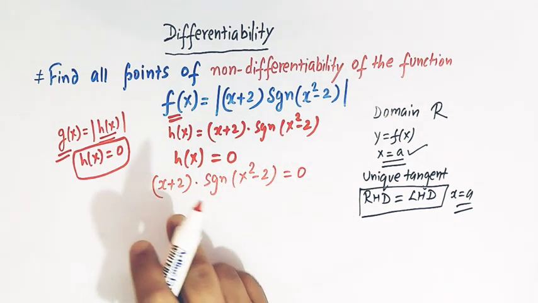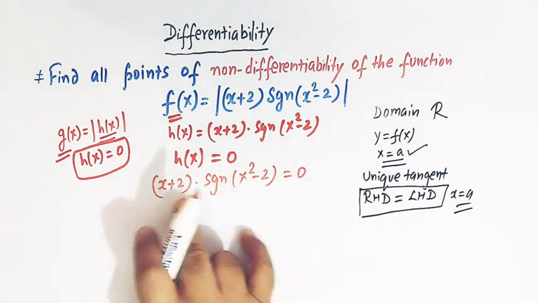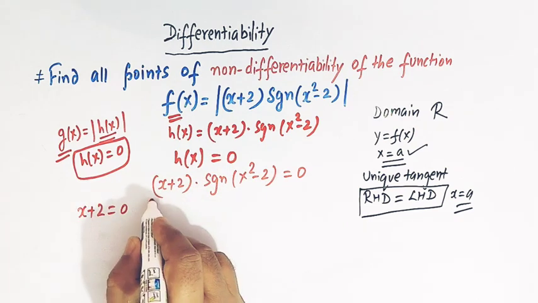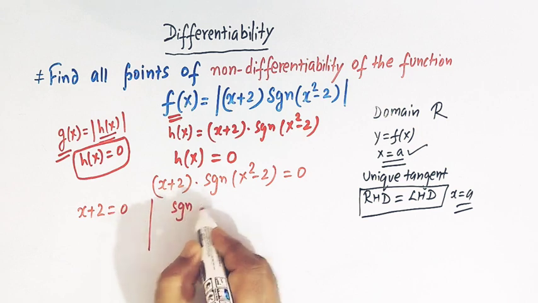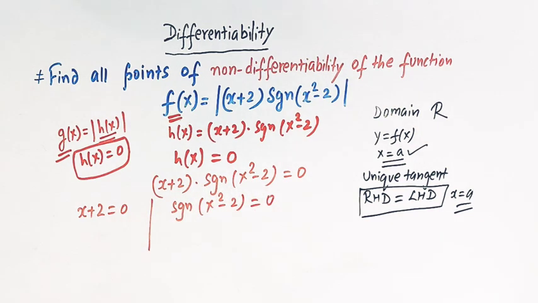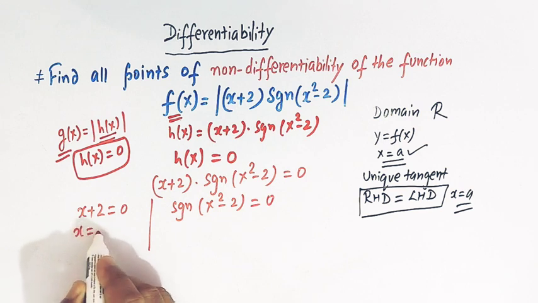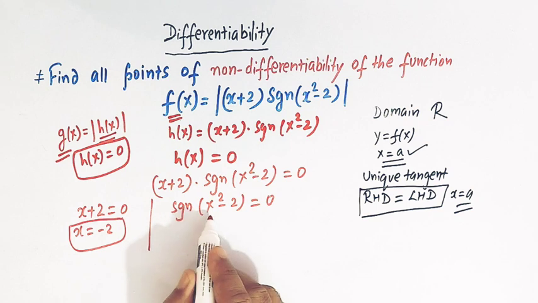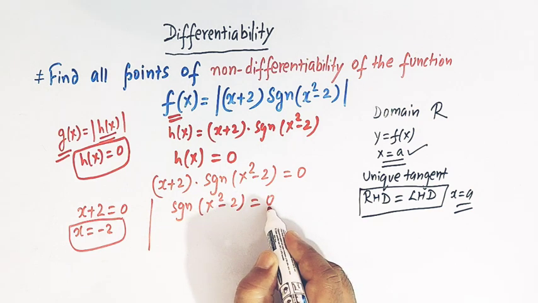So now we have (x plus 2) times signum of (x square minus 2) is equal to 0, right? Now here we have the product of two functions. So either we have x plus 2 is equal to 0, or we have signum of (x square minus 2) is equal to 0, right? So from here we have x is equal to minus 2, right? And here we have signum of (x square minus 2) is equal to 0.